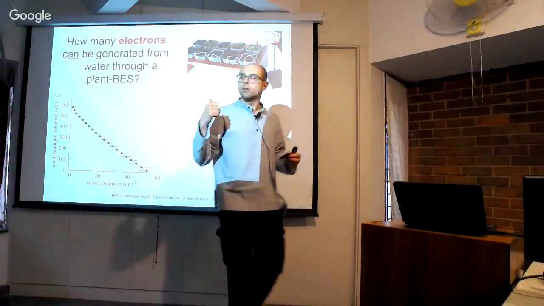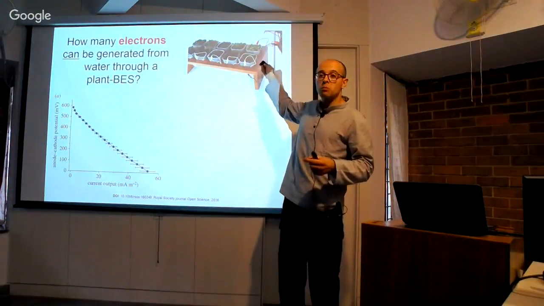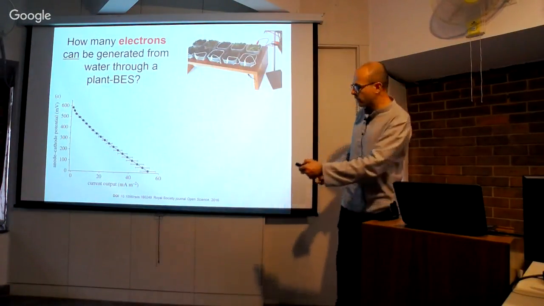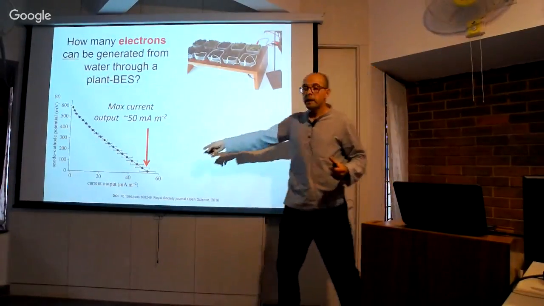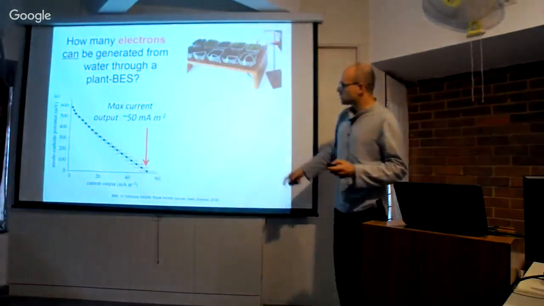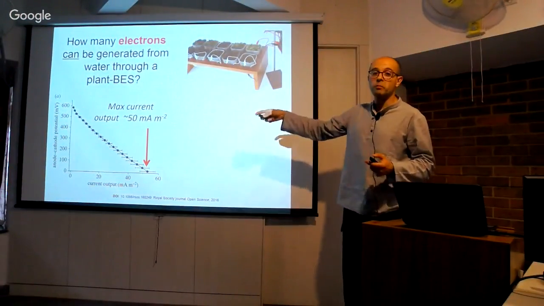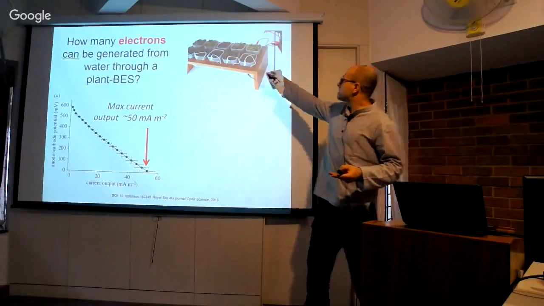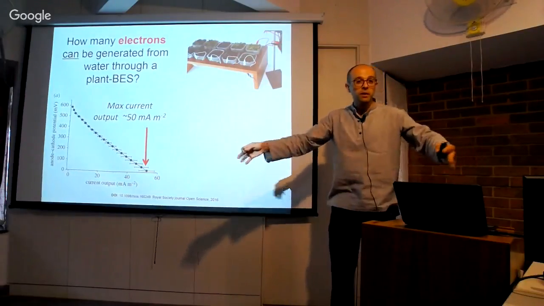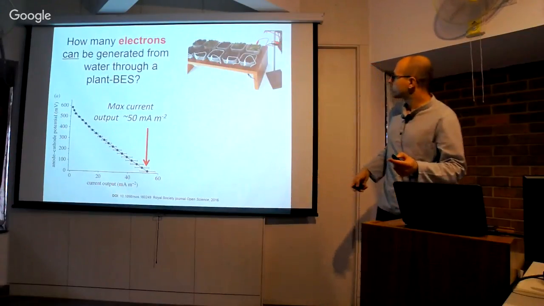But in order to calculate how many electrons we can generate from this moss, I decided to operate in this region, where we get the maximum current. In that region, we get about 50 milliamps per square meter. I report this data. This system is not a square meter, but anyway, I recalculated it based on square meter.